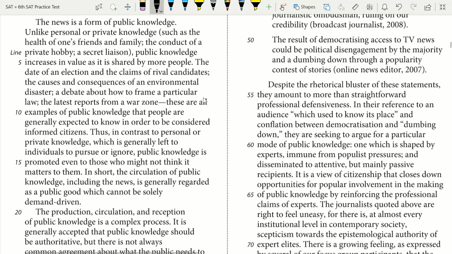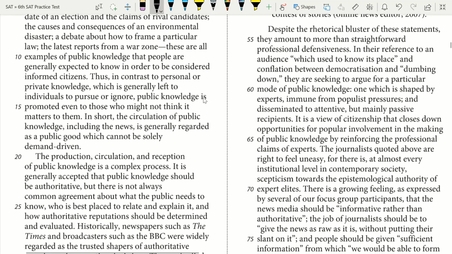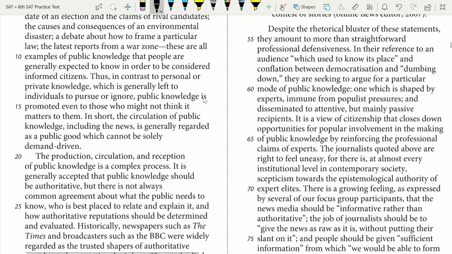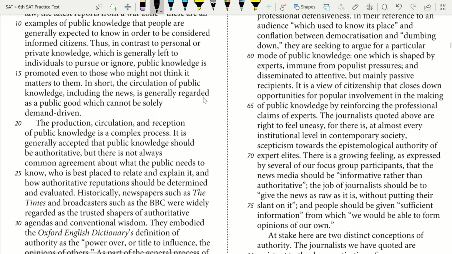The news is a form of public knowledge. Unlike personal or private knowledge, such as the health of one's friends and family, the conduct of a private hobby, a secret liaison, public knowledge increases in value as it is shared by more people. The date of an election and the claims of rival candidates, the causes and consequences of an environmental disaster, a debate about how to frame a particular law, the last reports from a war zone. These are all examples of public knowledge that people are generally expected to know in order to be considered informed citizens. Thus, in contrast to personal or private knowledge, which is generally left to individuals to pursue or ignore, public knowledge is promoted even to those who do not think it matters to them.